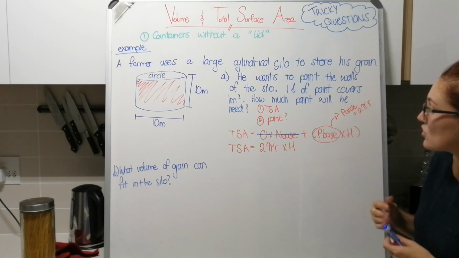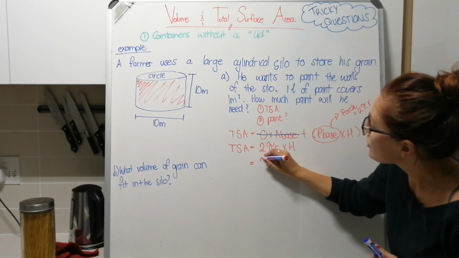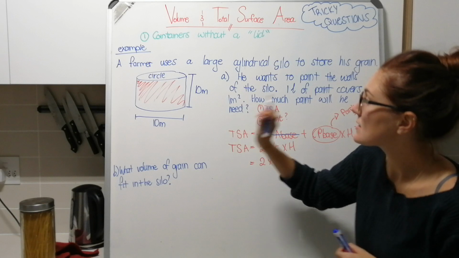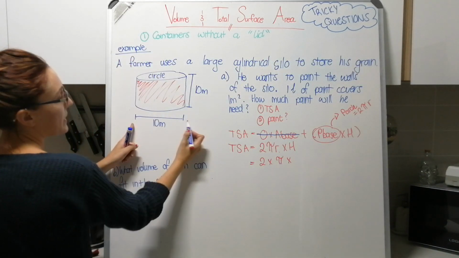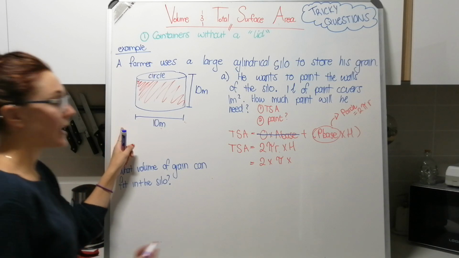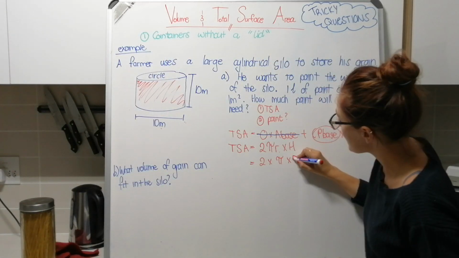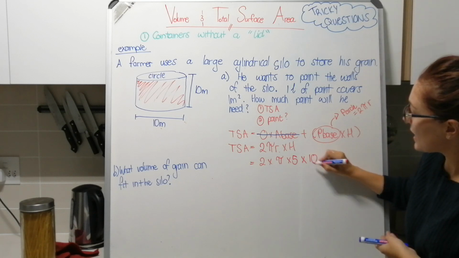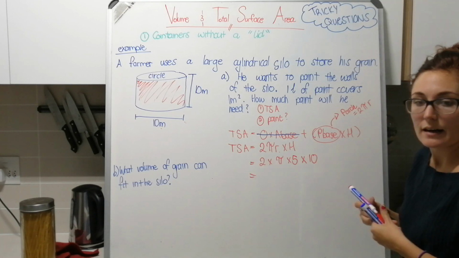Okay, now we can substitute our values in. So 2 times pi times the radius. We know the diameter is 10, which means the radius must be 5, half of the diameter. So it's 2 times pi times 5 times the height of our cylinder, which is 10. And we go and plug that in our calculator.